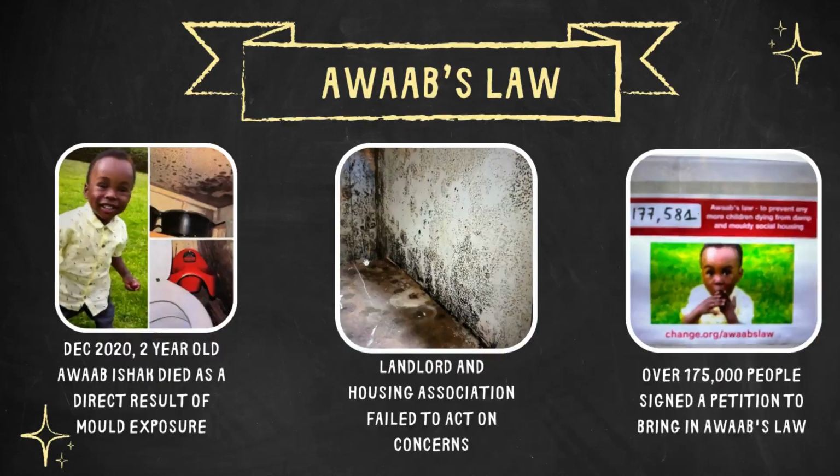In December 2020, 2-year-old Awab Ishaq died as a direct result of mould exposure after the landlord and housing association responsible for his home failed to act on his parents' concerns about the condition of their flat. Following his tragic and preventable death, over 175,000 people signed a petition to bring in Awab's Law, legislation that would ensure social landlords were forced to act within specified time periods.